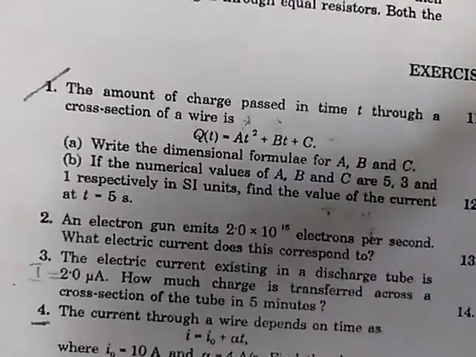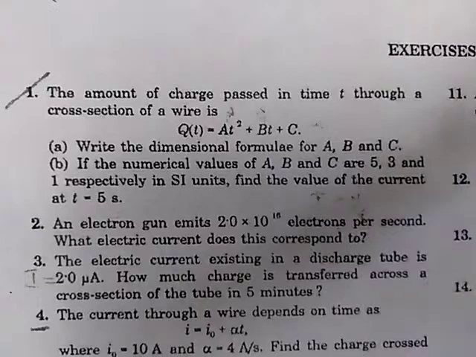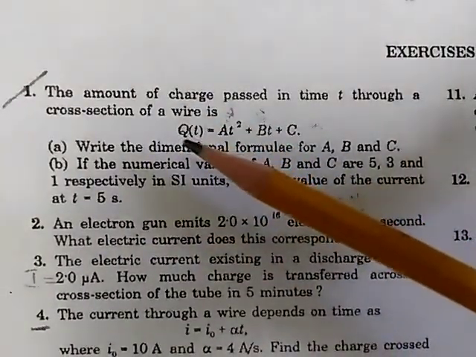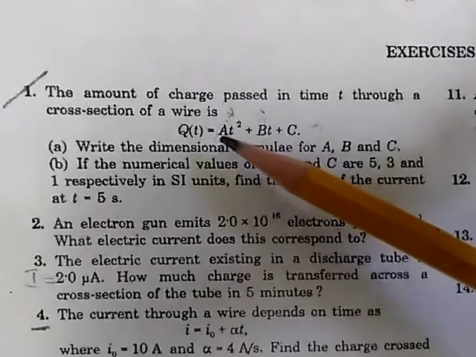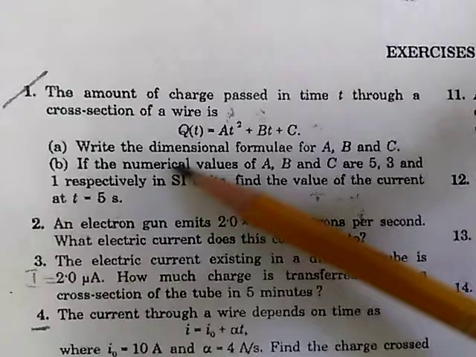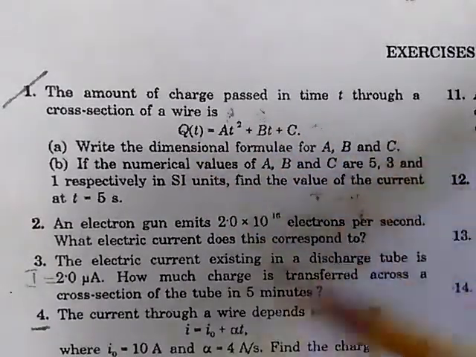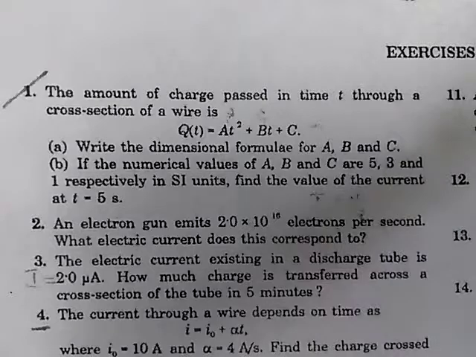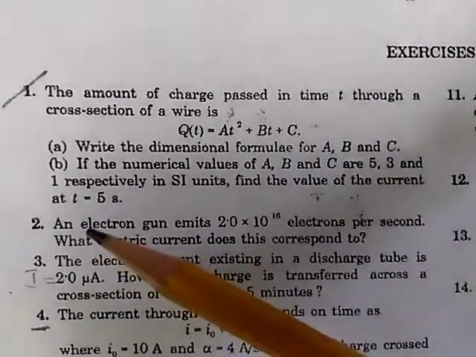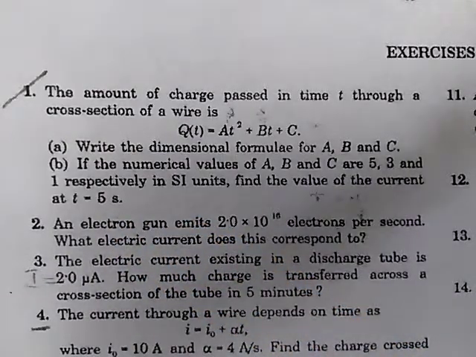So in question number 1 of chapter 32 of HC Verma book, we are given that the charge passing through the cross section of a wire is given by At square plus Bt plus C, and we need to find the dimensional formula for A, B and C. Then they have given some numerical values of A, B and C, and we need to find the current passing through that wire at time t equal to 5 seconds.